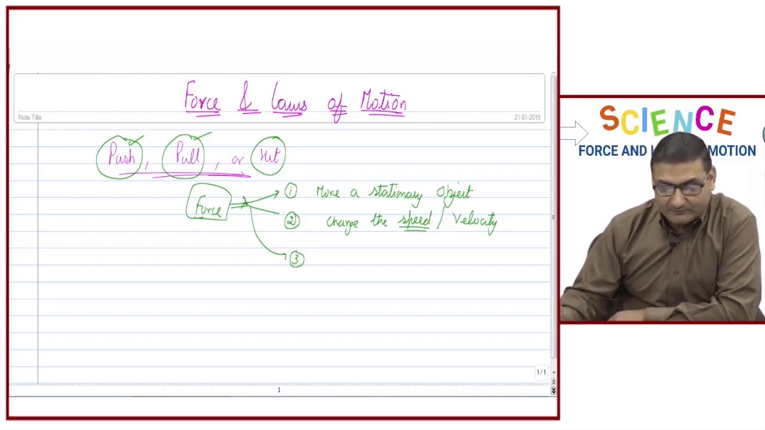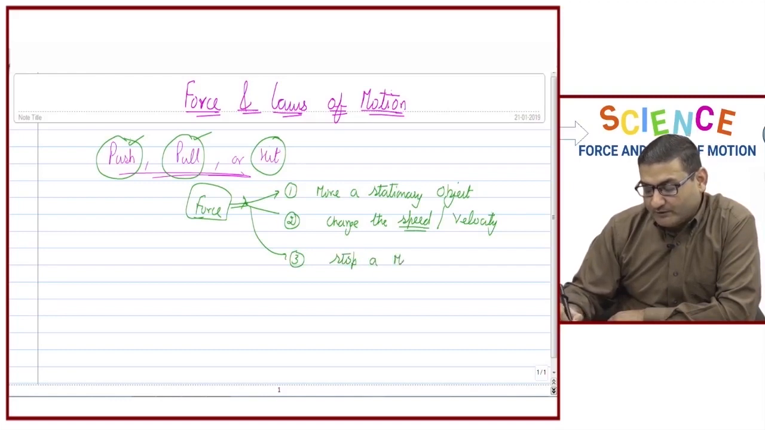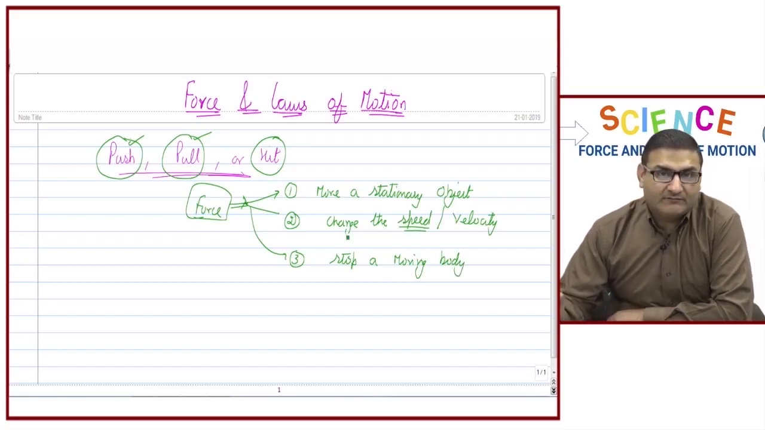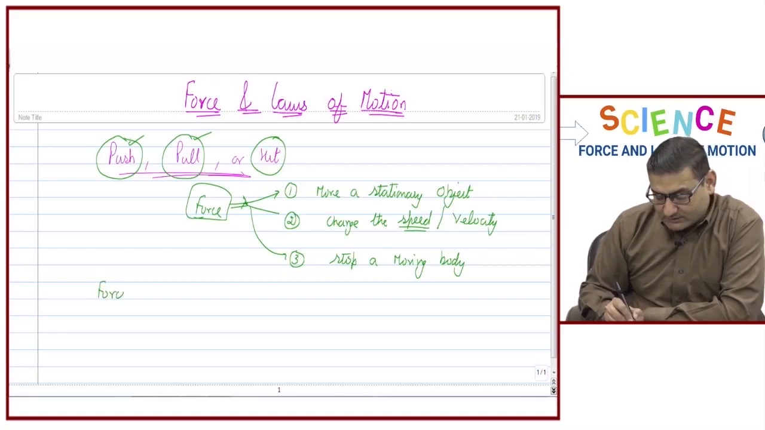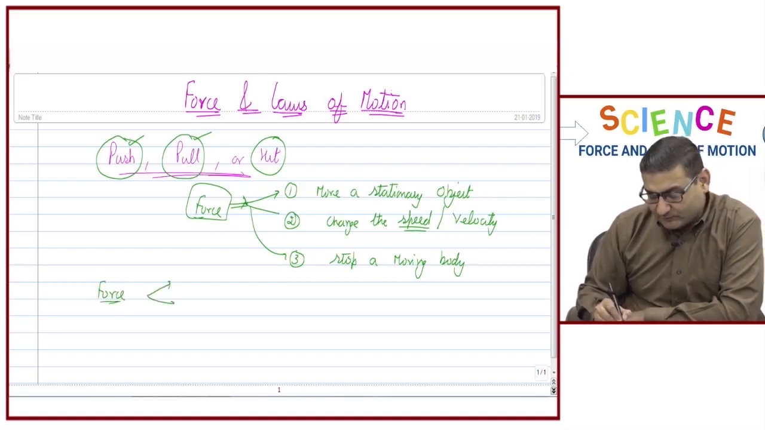Next, the effect of force is that it can stop a moving body altogether, right? So these are the various effects of force that we see. Got it? Fine. Now, when we apply force on something, this force is categorized into two types.